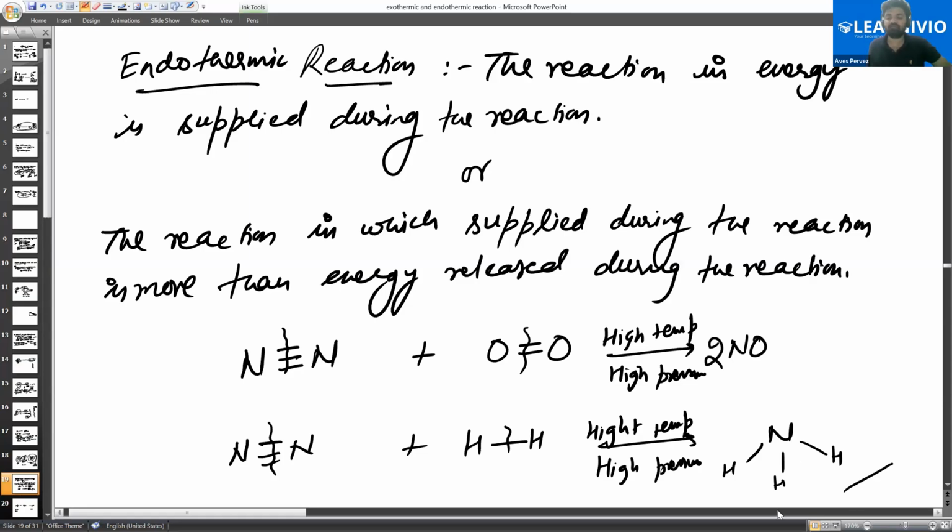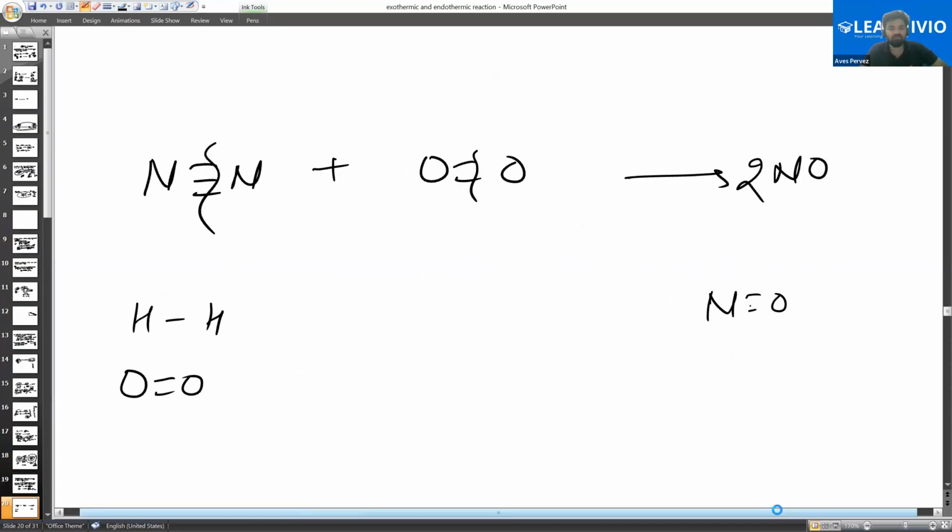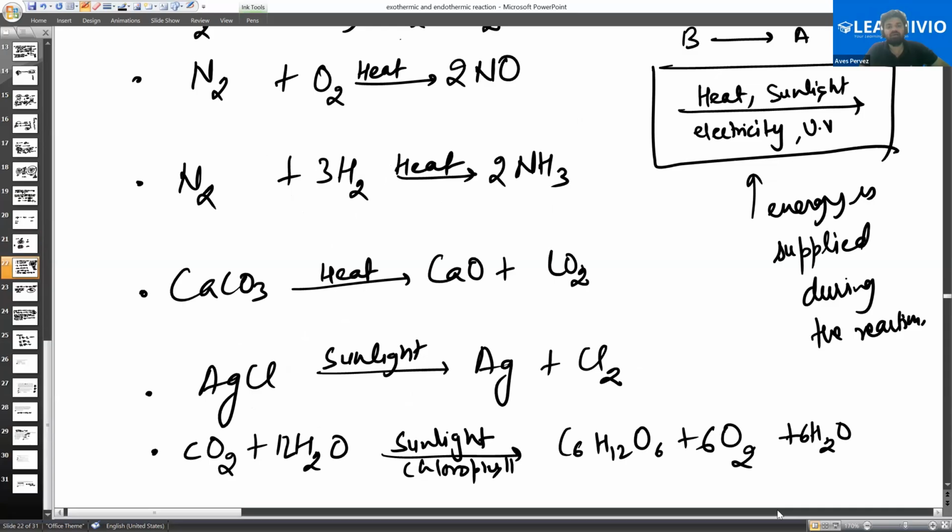Have you noted up to here? Rayan, you noted? Edvika, you noted up to here? Yes, sir. Okay. For example, these are the reactions that are endothermic: calcium carbonate when heated, and silver chloride in the presence of sunlight, the formation of this one is breakdown.